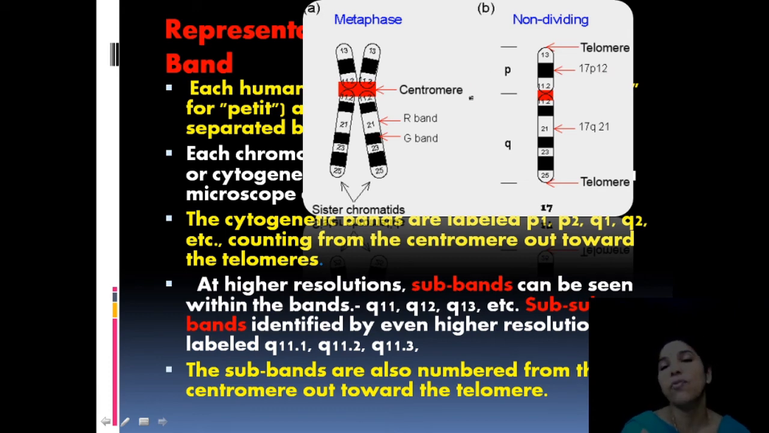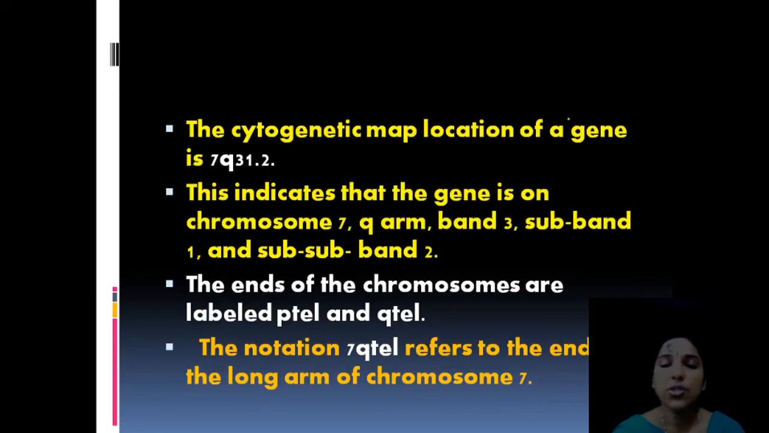First write the chromosome number, then the arm, then the band number, then the sub band, likewise. You can explain this with an example, 7q31.2. What is this? It indicates the gene is on chromosome number 7, on the Q arm, band number 3, sub band 1 and sub band 2.